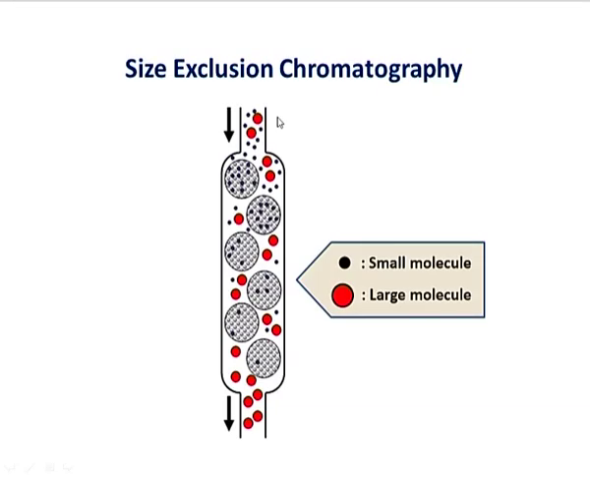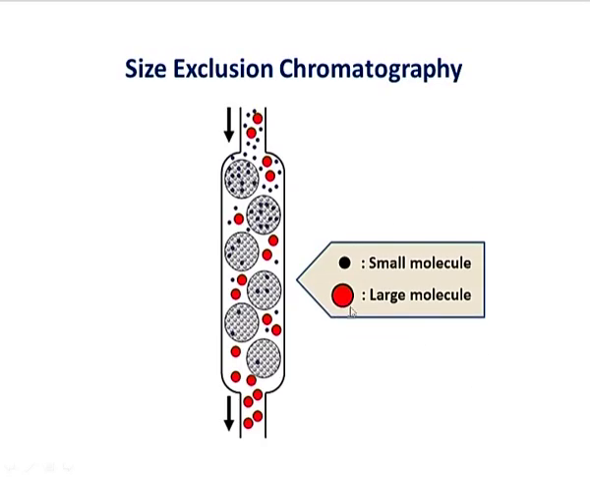Coming next is size exclusion chromatography, another very important chromatographic tool to separate large bulky macromolecules. So what happens here? In this case, you would select a polymeric material. Now there is a property of polymeric material: after it gets swollen, it tends to have a lot of pores or cavities inside. Those pores or cavities would be of specific uniform size.